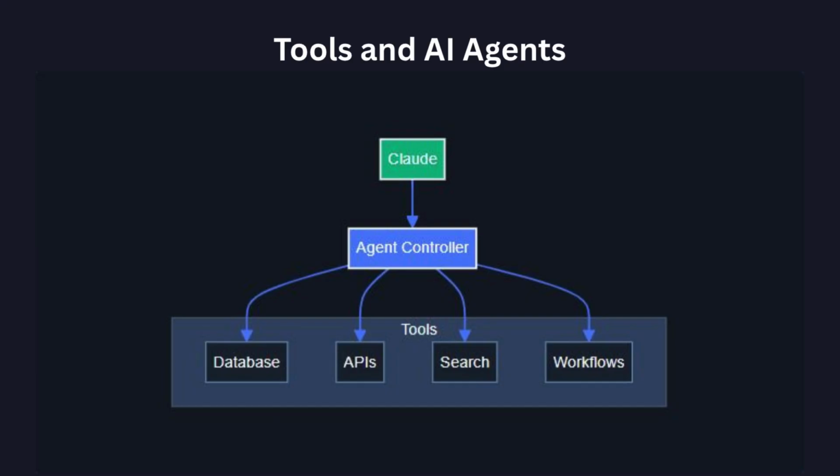An agent controller then executes the selected tool, such as making a database query, calling an API, performing a search, or triggering a workflow. Once the tool completes its task, the result is returned to the model and included in its context. The model then generates a response using this updated information. This enables automated, multi-step AI-driven processes.